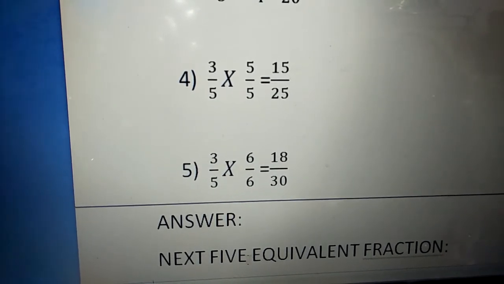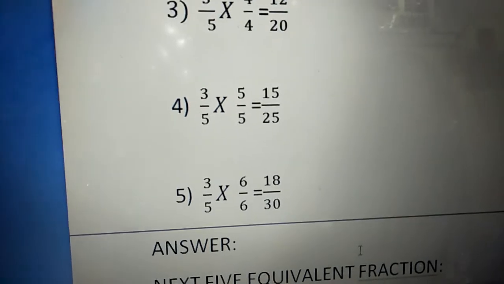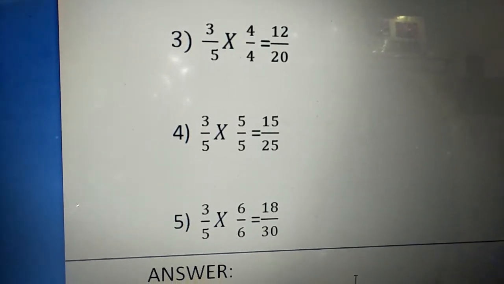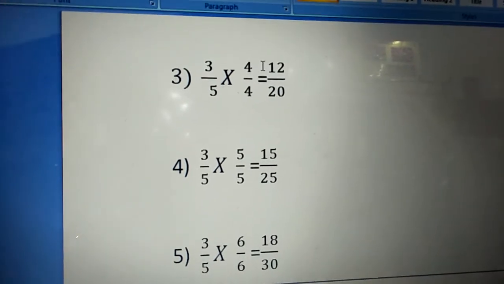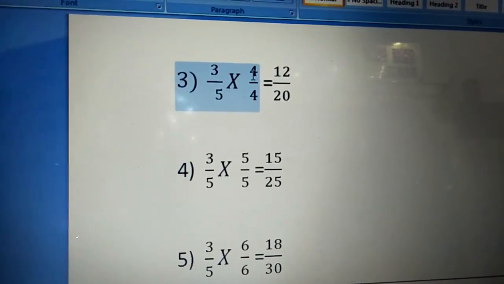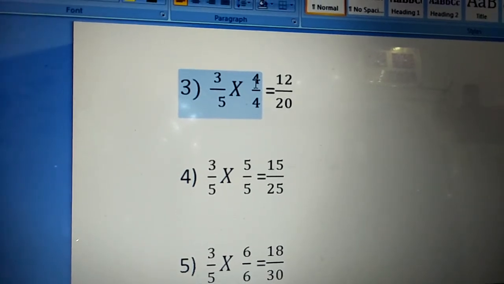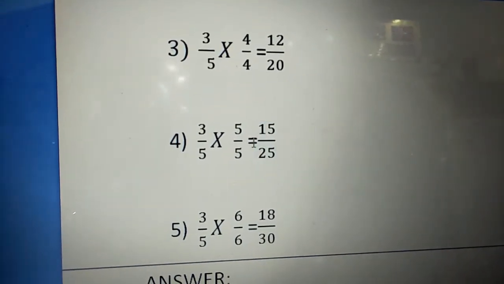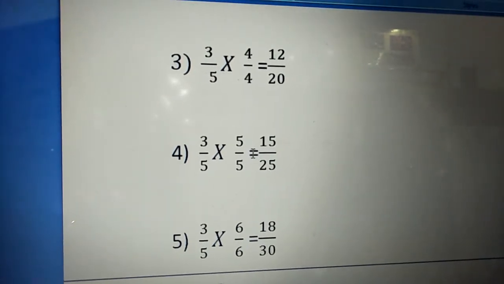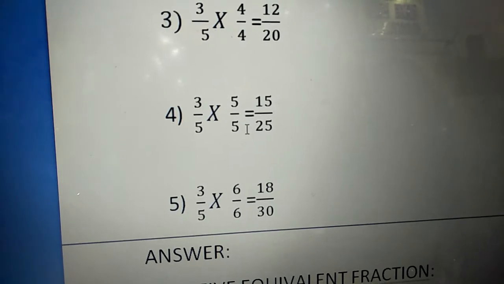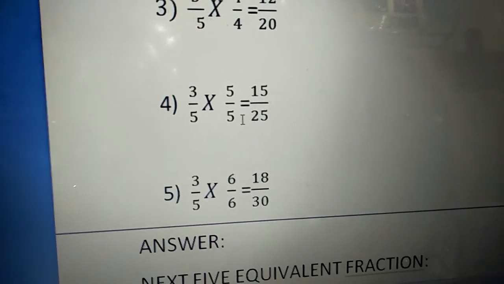Next, 5 equivalent fractions. Suppose I ask for 3 equivalent fractions, you have to start from 2 and multiply by 2, 3 and 4, that is enough. But here I ask for 5, so I multiply by 2, 3, 4, 5 and 6 the fraction 3 divided by 5.